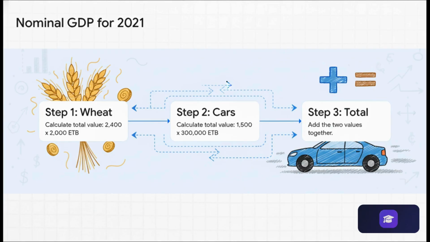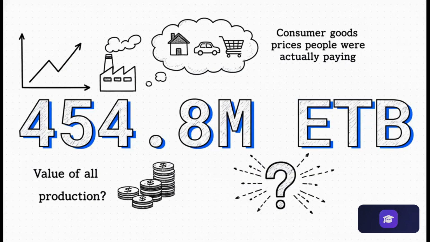Simple enough? Step 2, we do the same for the cars. 1,500 cars times their 2021 price, which is 300,000 beer. And the final step, you just add those two big numbers together. And there we have it. The nominal GDP for our little economy in 2021 comes out to 454.8 million beer. Now, that number represents the total value of everything they made at the prices people were paying in 2021.